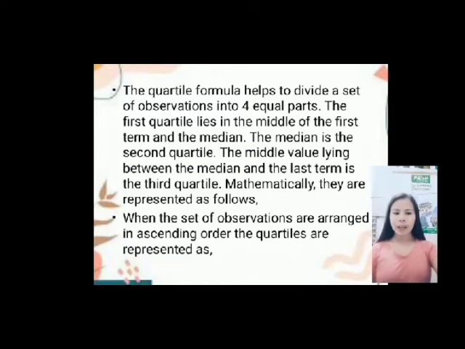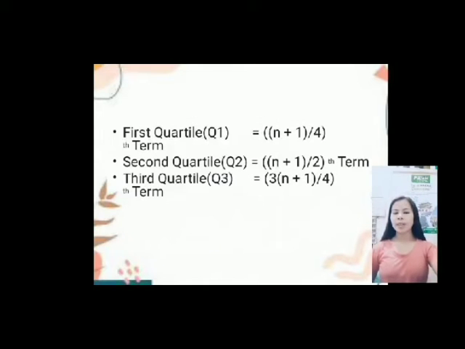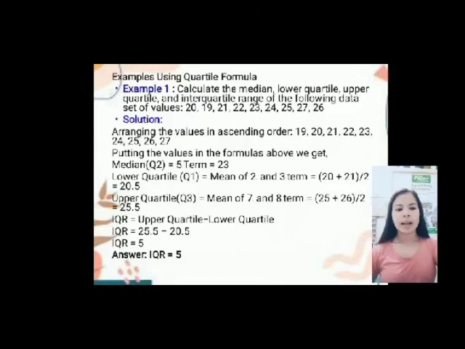The quartile formula helps to divide a set of observations into four equal parts. The first quartile lies in the middle of the first term and the median. The median is the second quartile. The middle value lying between the median and the last term is the third quartile. Mathematically, they are represented as follows. When the set of observations is arranged in ascending order, the quartiles are represented as follows.